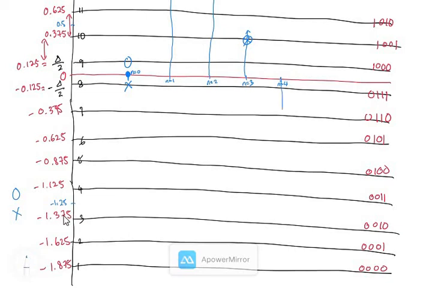So let me draw the line first. Okay, so it's more than half. Okay, it's more than half. So for the rounding, I will go to this one, negative 1.375.